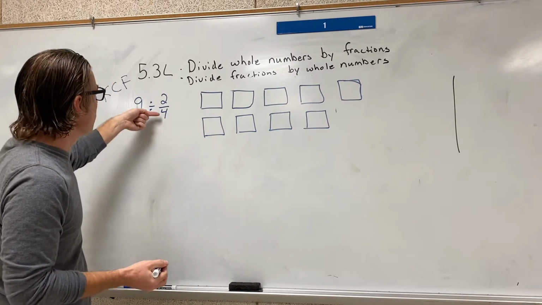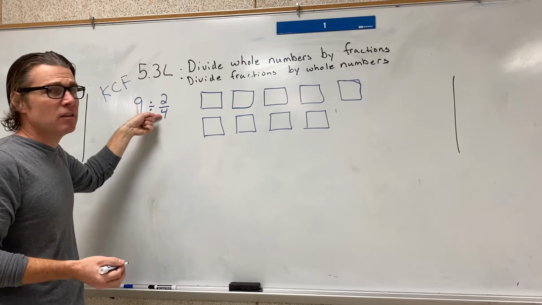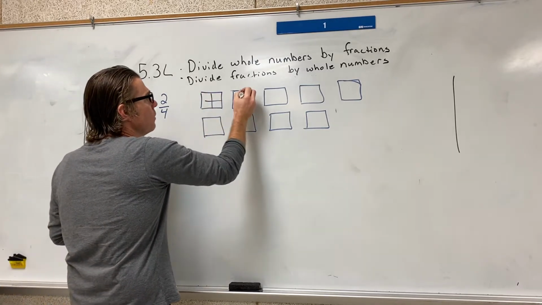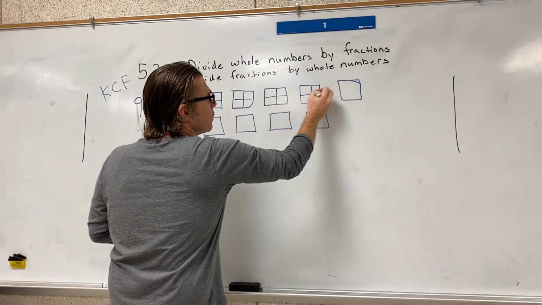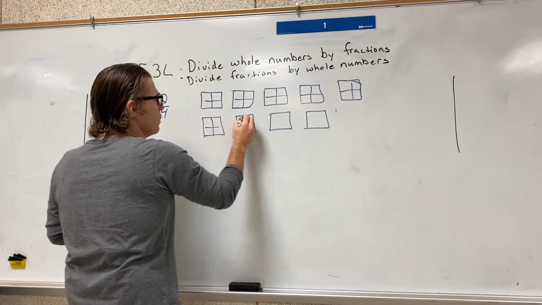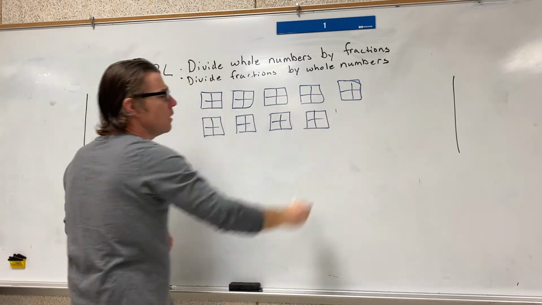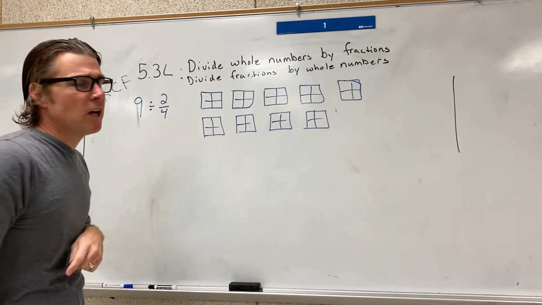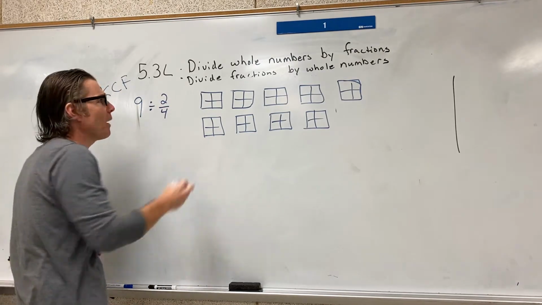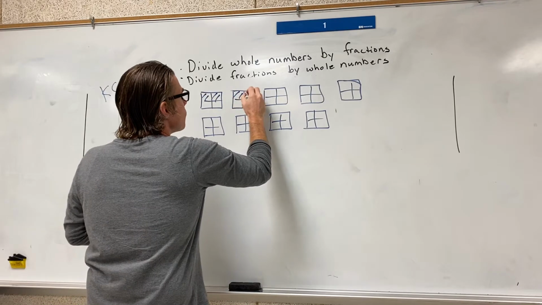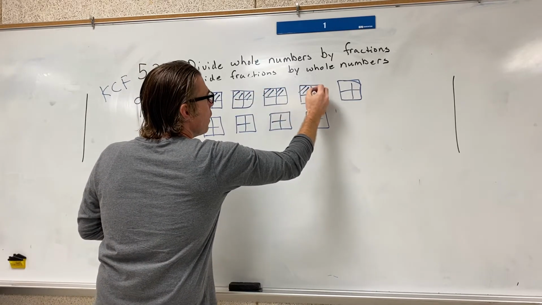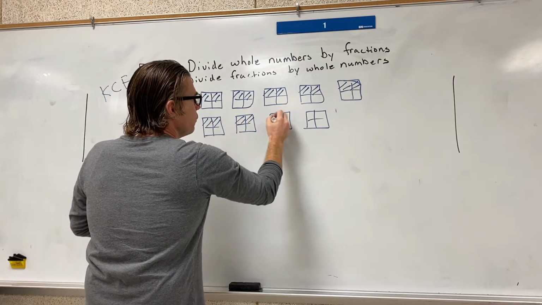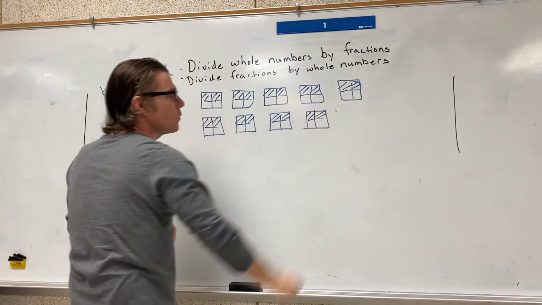Now my denominator says how many pieces I cut it into. 2 is how many pieces I have, or how many shaded pieces. My 9 things have now been cut into fourths because my denominator says how many pieces to cut them into. Now I will shade each one of those things by the 2, representing 2/4 in all of the 9 wholes. Hopefully everyone can see that.